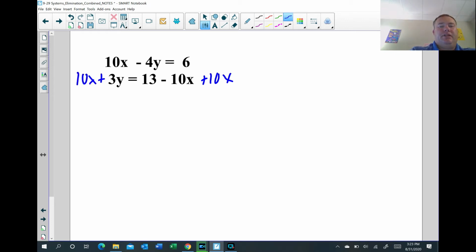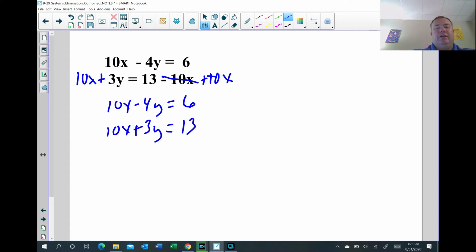All right, so now those go away. So I'm going to end up with this. I'm going to write the first equation first. Then the second equation now will be 10x plus 3y equals 13. Now I have everything lined up correctly.